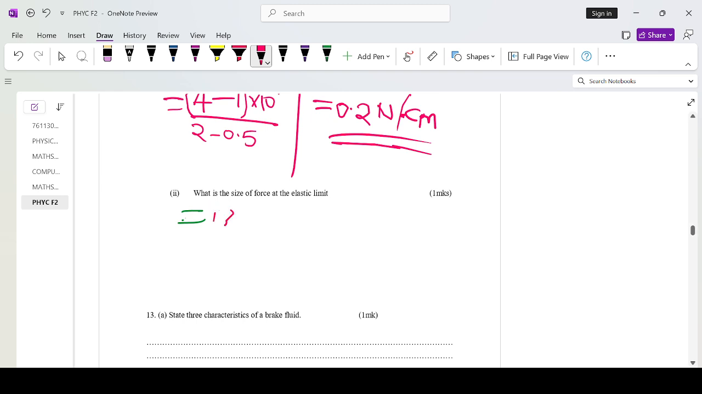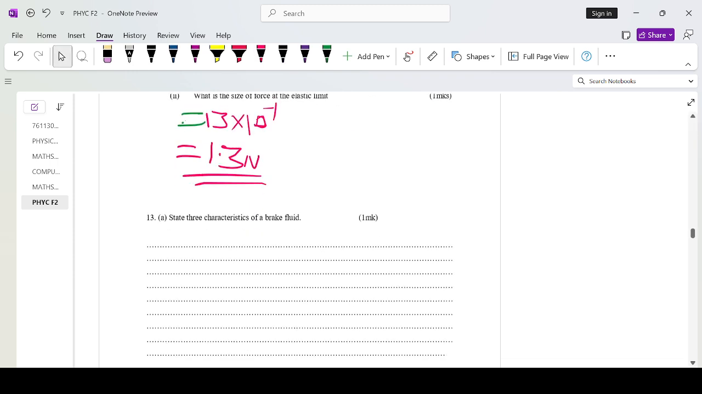So the size of force is 13 times 10 power negative 1. So that is 1.3 newtons. 1.3 newtons.